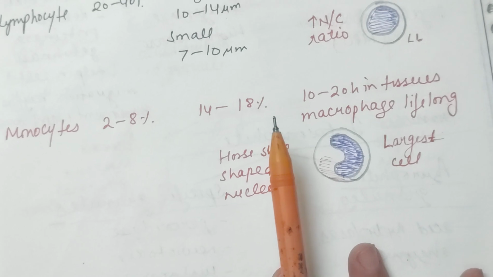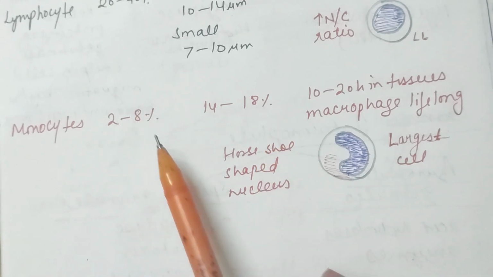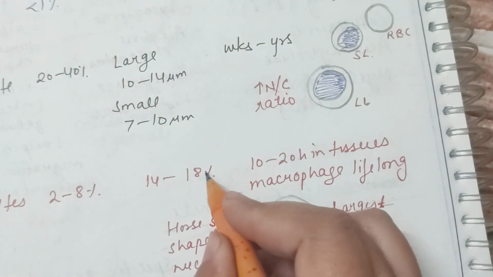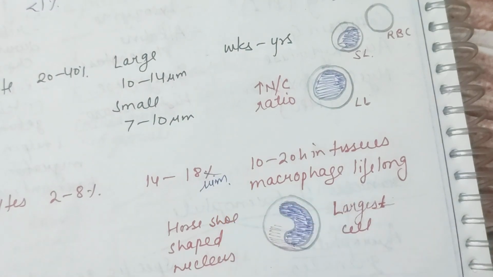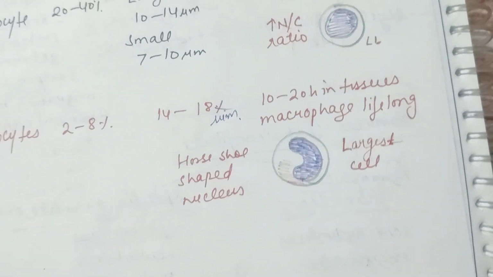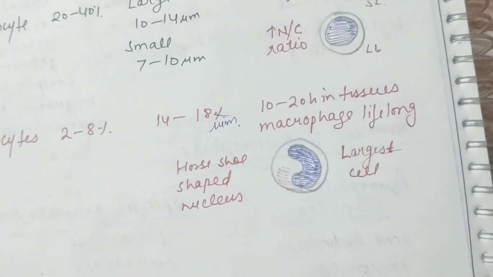Okay. Then is the monocyte. Monocyte is 2 to 8% and size is 14 to 18 micrometer. This is not percentage, this is micrometer, sorry. And the nucleus shape is horseshoe shape or kidney shape. Okay. So this is the largest cell.